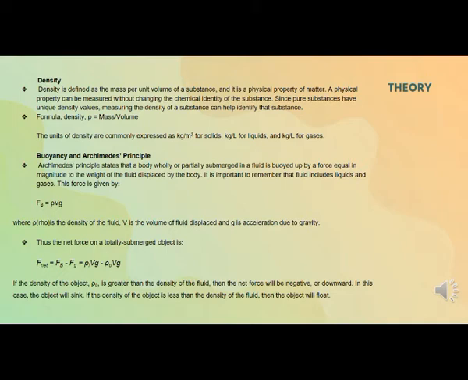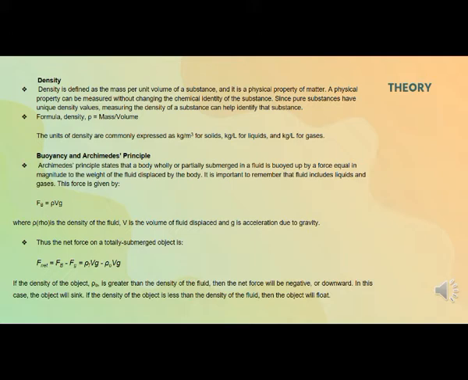This force is given by Fb equals ρVg, where ρ is the density of the fluid, V is the volume of fluid displaced, and g is acceleration due to gravity. Thus, the net force of a totally submerged object is F net equals Fb minus Fg, equals ρf Vg minus ρo Vg.